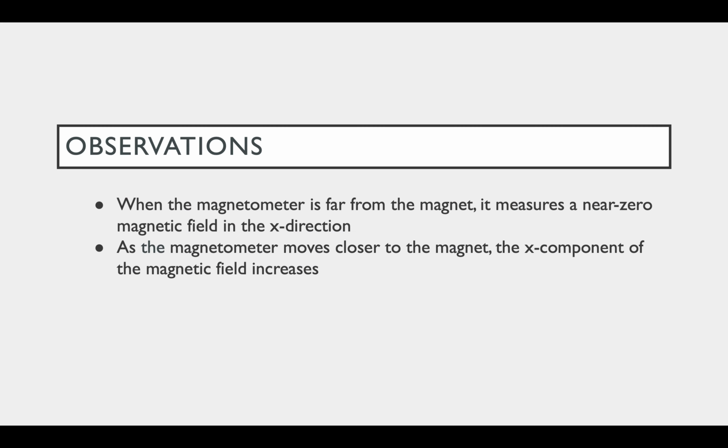The important observations of this lab were that when the magnetometer is far from the magnet, it measures a near zero magnetic field in the x direction, and as it moves closer to the magnet, the x component of the magnetic field increases.